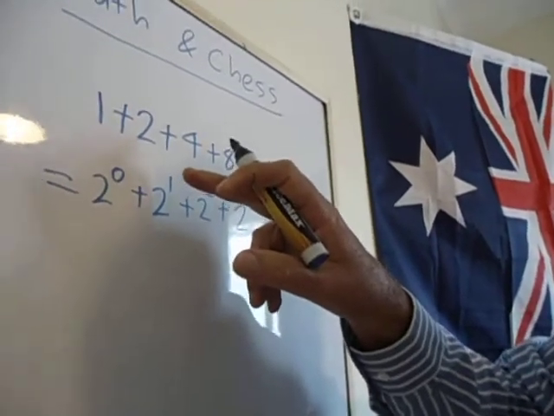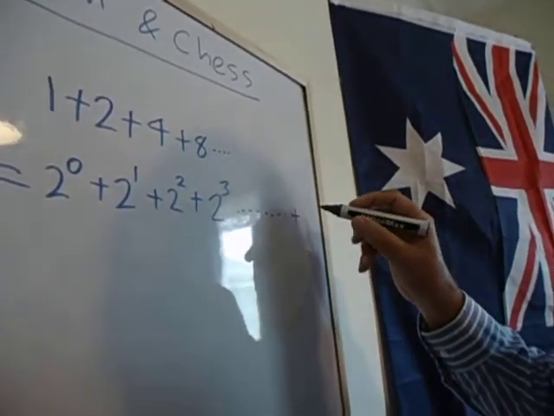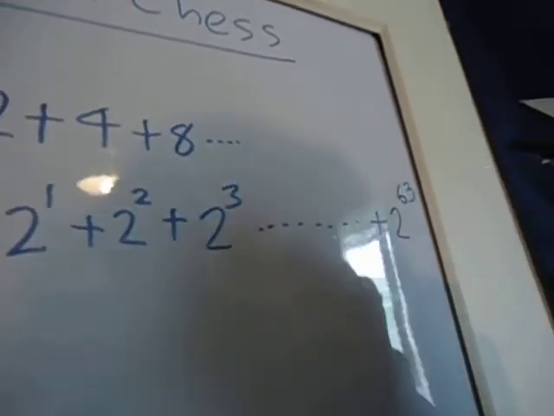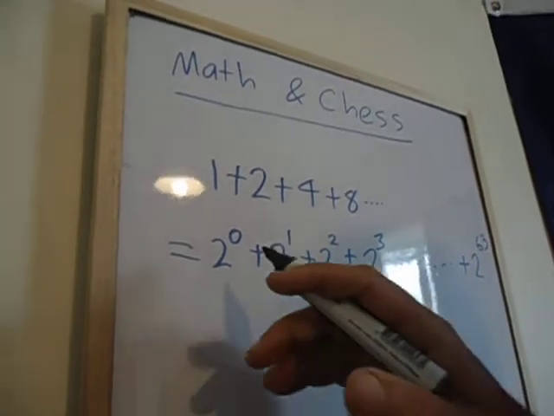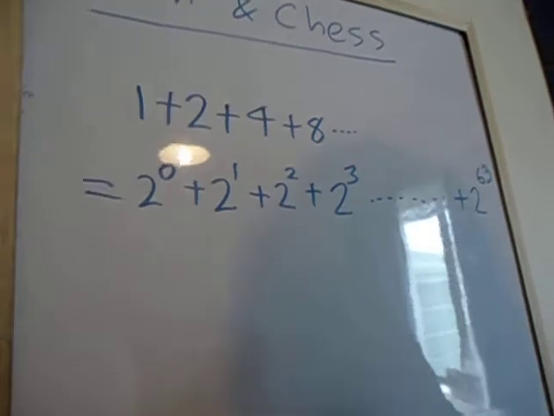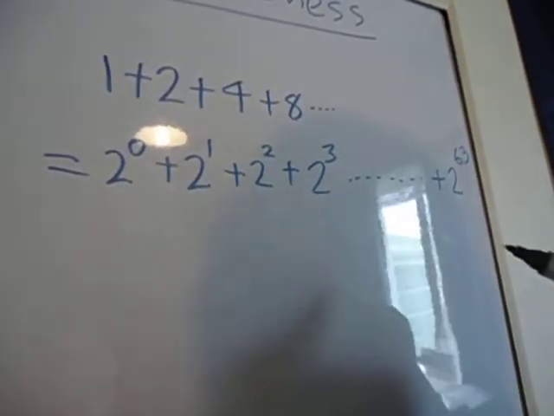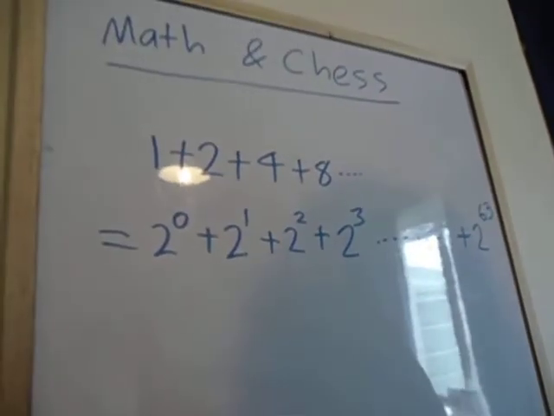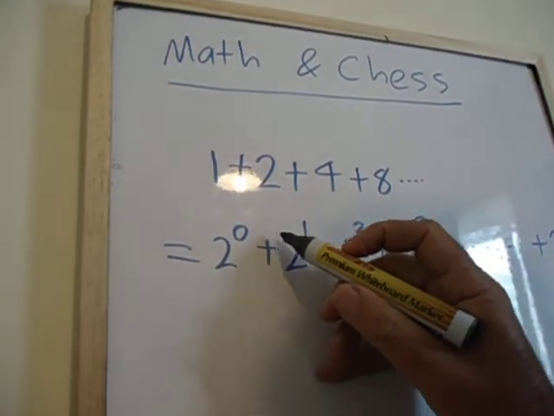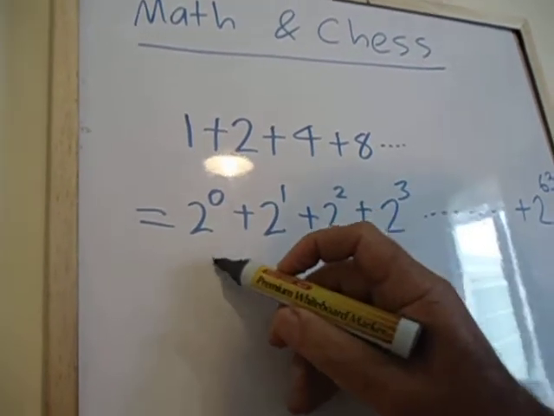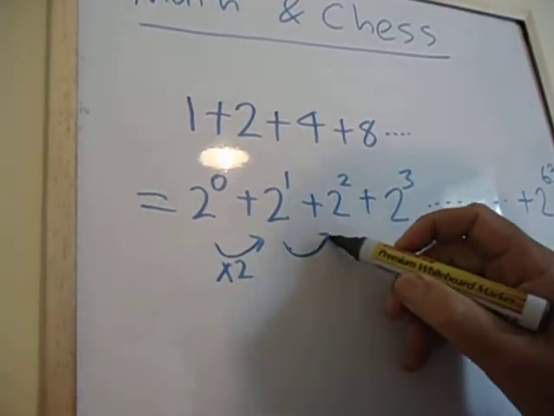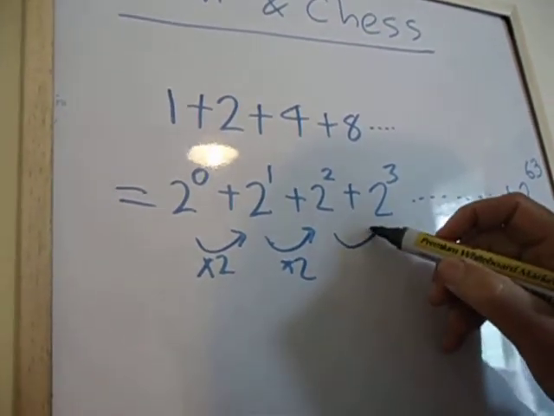doubled a total of 63 times. So the last term will be 2 to the power 63. You can see there are actually 64 terms in this series, 64 powers of 2 added together. And it's what we call a geometric series because each term is formed from the previous one simply by multiplying by 2, like this. So it's a geometric series.